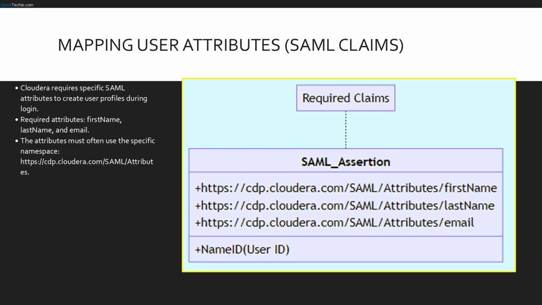Here we see the structure of a valid SAML assertion for Cloudera. It acts as a data packet containing the user's identity. Inside, we have the name ID, which uniquely identifies the user, followed by the required namespaced attributes: first name, last name, and email. Ensuring these match the Cloudera requirements exactly is the most common troubleshooting step during setup.